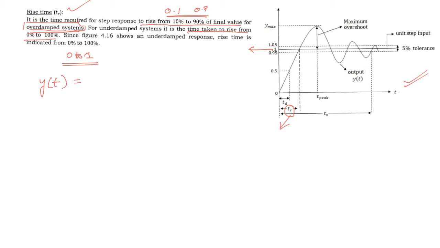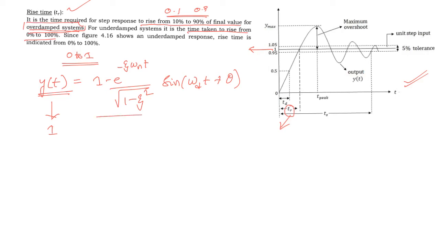What is the value of y of t? It is 1 minus e to the power minus zeta omega n t divided by root over 1 minus zeta square, into sine of omega d t plus theta. This should be equal to 1. So 1 is equal to 1 minus this value, and the 1 and 1 get cancelled. You will be left with sine of omega d t plus theta equal to 0, because the entire exponential term will not be equal to 0.